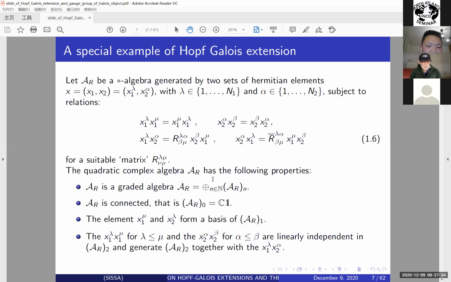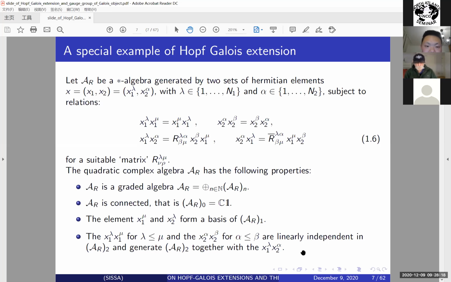First, A_R is a graded algebra, which means A_R can be written as a direct sum of its graded subvector spaces. Second, this algebra is connected, which means the zero-grade subvector space is equal to the complex numbers. Third, the first-grade subvector space is the linear span of x1 mu and x2 lambda. And at last, the second grade of this vector space is the linear span of x1 lambda, x1 mu with lambda smaller than mu, and x2 alpha, x2 beta, and also the mixed terms x1 lambda and x2 alpha.